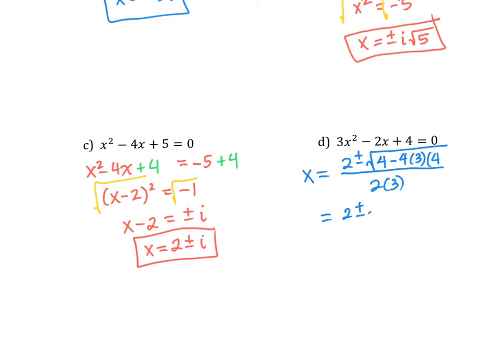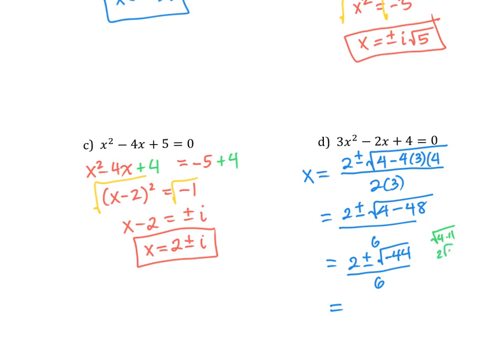So 2 plus or minus 4 minus 48 over 6. Let's keep going. 2 plus or minus the square root of negative 44 over 6. I can see I'm going to have an imaginary component on this. Okay, now I do want to simplify the radical. I know I can definitely take out an i. Additionally, I could simplify the 44 depending on how you learned it. You might have learned to make this 4 times 11, which makes it 2 root 11.